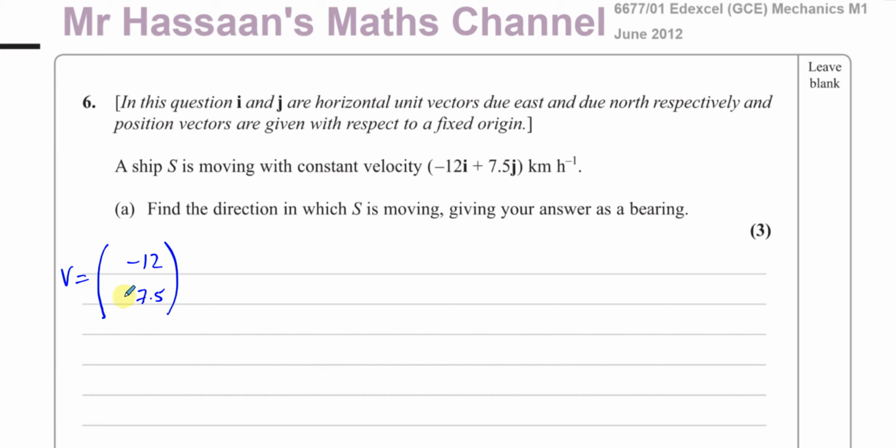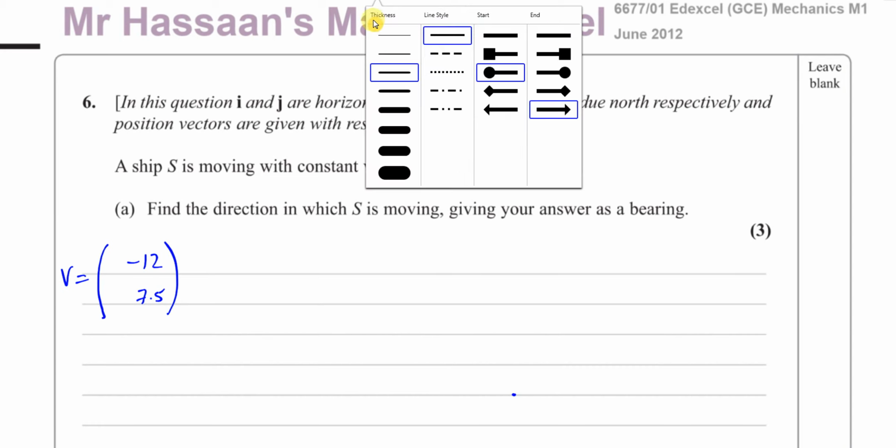Now the velocity vector tells us two things: the direction and the speed. The magnitude of this velocity gives us the speed, and the direction is given by the components of the vector. Let's say the ship is at this particular point. In 1 hour it's going to go 12 units to the left, which is west in this case, and 7.5 units north. So this is how its components would look.